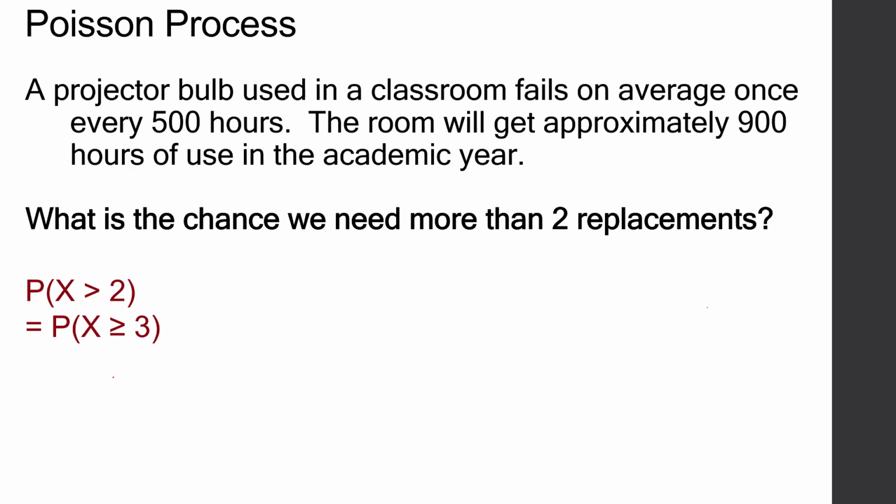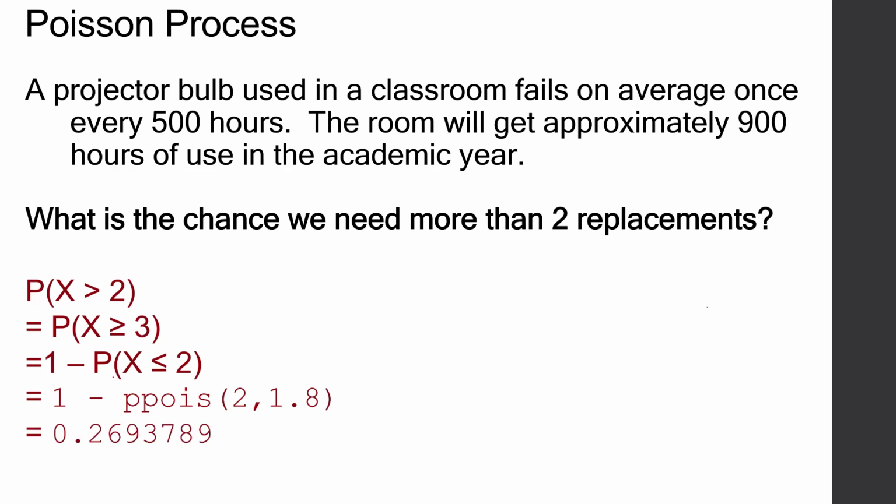So now I can change this into a probability statement that we have a function for, namely the p Poisson, which will compute less than or equal. Well, what's the complement of being bigger than or equal to 3? That's going to be less than or equal to 2. So we're going to use our complement rule again, 1 minus the probability that x is less than or equal to 2. And that we have a function for, 1 minus p Poisson with 2 as our number of interest, comma 1.8. Notice the p because of our less than or equal to sign. And that gives us 0.2694.